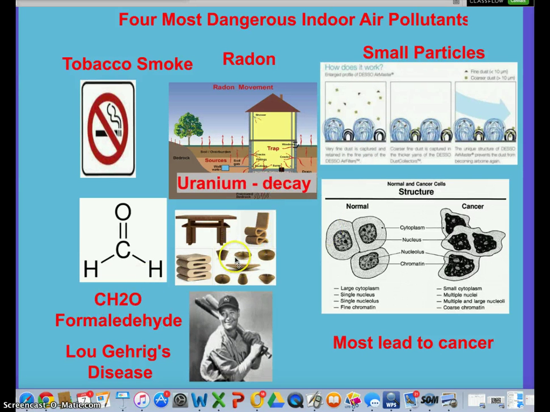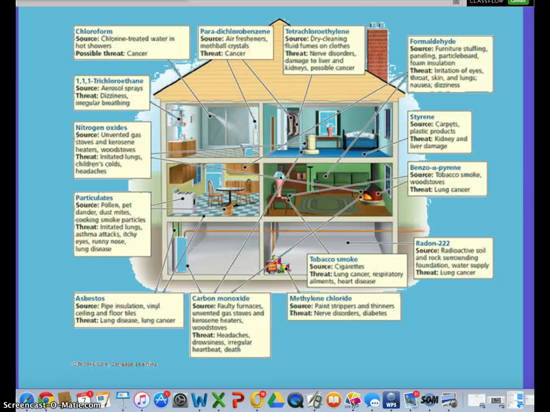Formaldehyde is very highly linked to furniture and paneling. So any kind of paneling in your home contains formaldehyde. And it's linked to Lou Gehrig's disease, which I put there because it's come up before. We know about particulate matter, and we're going to do a particulate matter lab, which will reinforce that, and most of them lead to cancer.